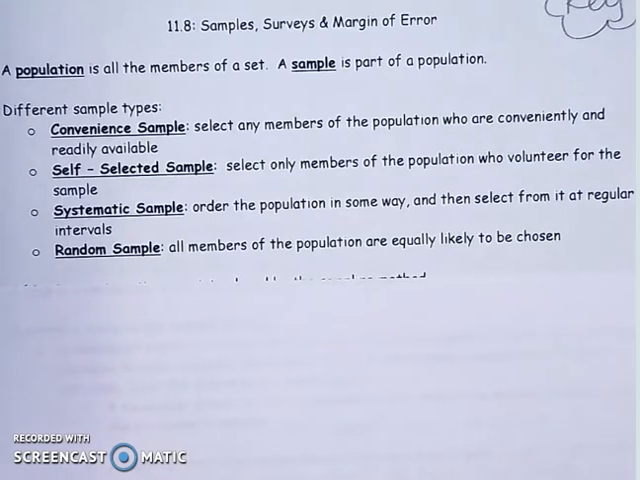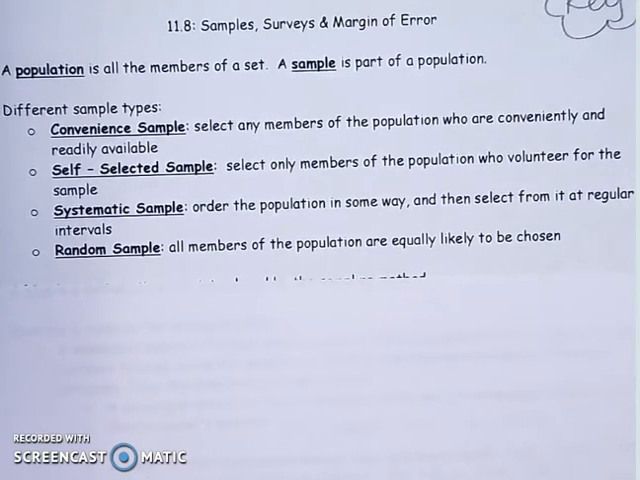Self-selected are when people actually volunteer to be a part of the sample. One of the most popular self-selected samples is the Publisher Clearinghouse drawing, where they send out mail to your home and say, do you want to participate? You send it back in and then they send you something and you keep sending stuff back and forth. It's all about you choosing to be a part of that sample.